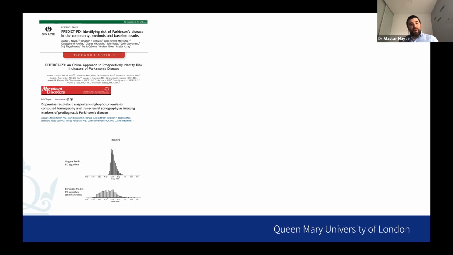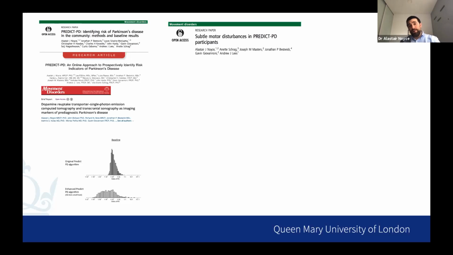So we're really, really happy with this work that we've managed to do on the prediction algorithm. We saw people in their own homes around the country when it was possible 5 years ago, and showed that the high risk group had motor dysfunction, not sufficient to make a diagnosis of Parkinson's disease, but had subtle motor features that one could attribute to early Parkinson's disease when compared to the low risk group.